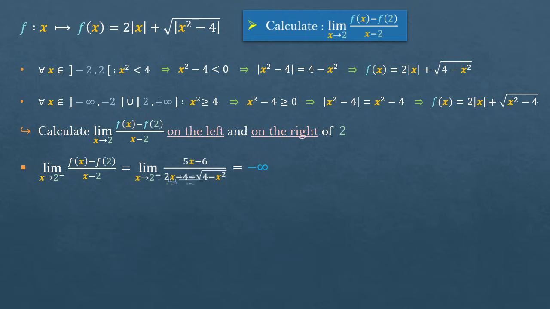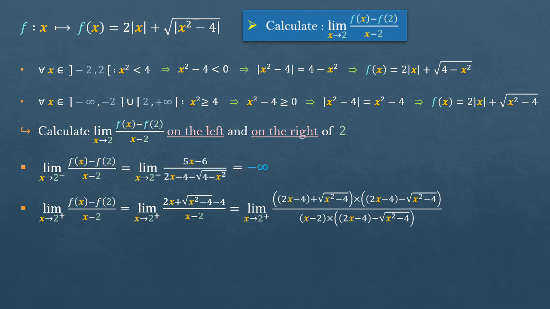Now to calculate this limit on the right, we have the limit of the ratio f(x) minus f(2) all over x minus 2, when x heads to the number 2 by greater values, which equals the limit of 2 times x plus the square root of x squared minus 4 all over x minus 2, when x heads to the number 2 from above. Now, as in this case too, the calculation of this limit leads to a case of an indeterminate form. We will make the same algebraic manipulation that consists of multiplying the numerator and the denominator of this fraction by the conjugate of the expression 2 times x minus 4 plus the square root of x squared minus 4, which is 2 times x minus 4 minus the square root of x squared minus 4.